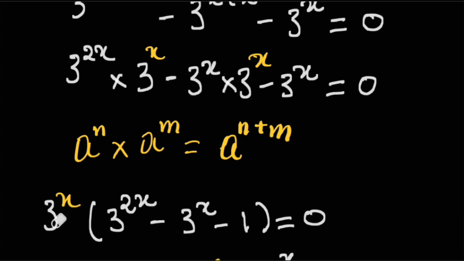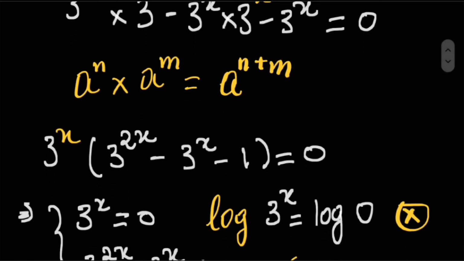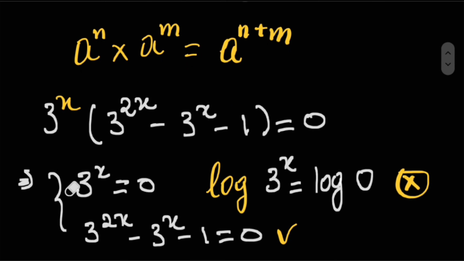So we have the product of two expressions equal to 0. This means that one of the two must be equal to 0. So 3 to the power x can be equal to 0, or 3 to the power 2x minus 3 to the power x minus 1 is equal to 0.